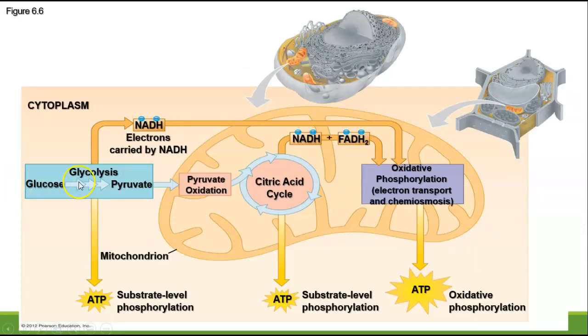So in here, here's our reaction, changing glucose to pyruvate. That's glycolysis here. We're producing some NADH. The pyruvate is oxidized into acetyl-CoA, which enters the citric acid cycle, and through a series of reactions produces a little bit more ATP, plus much more NADH and FADH2.